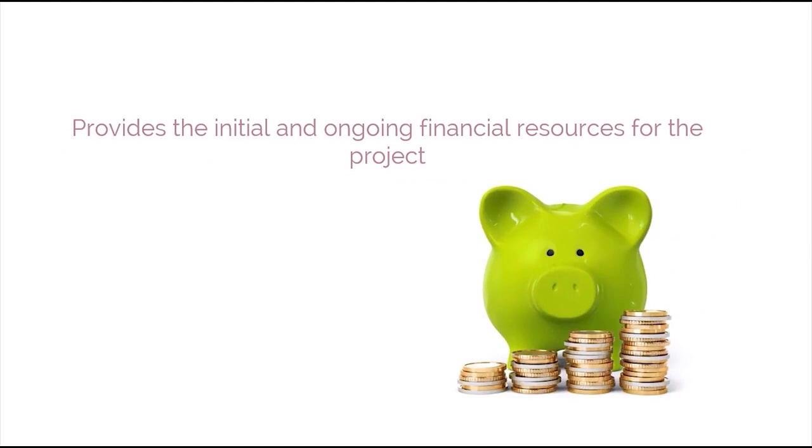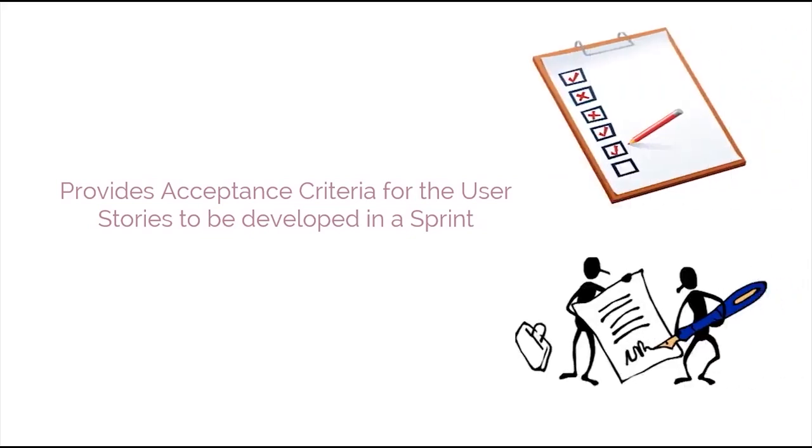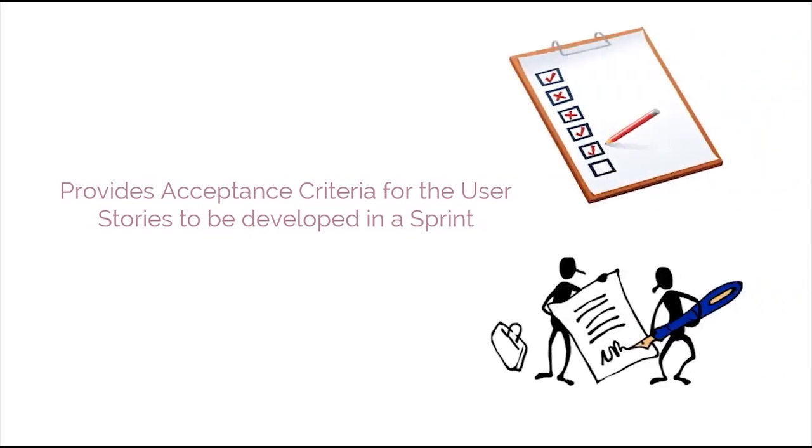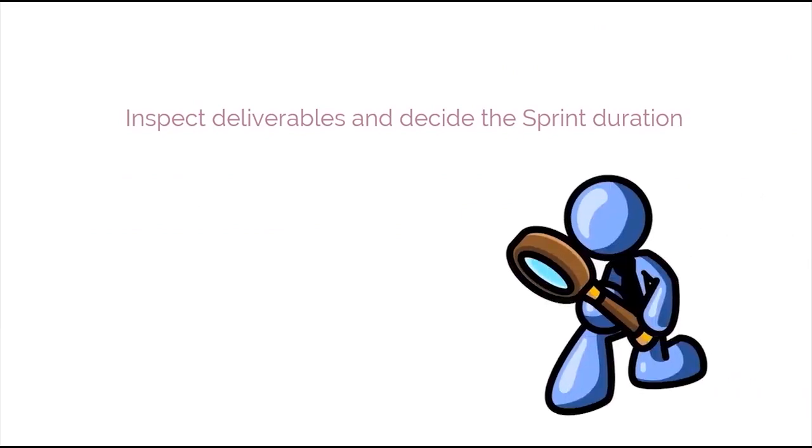The product owner has the onus of assessing the viability and ensuring the delivery of the product or service. It falls under his or her liability to decide minimum marketable release content. He also provides acceptance criteria for the user stories to be developed in a sprint. It's his obligation to inspect deliverables and decide the sprint duration.